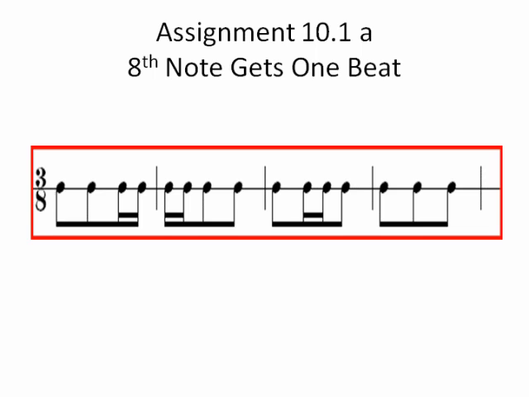If you look at the first eighth note, that would occur on beat number one.